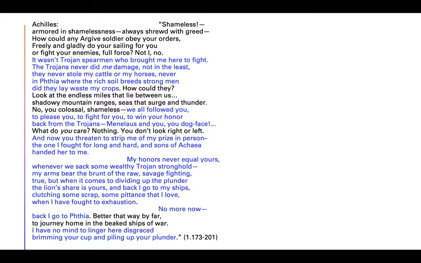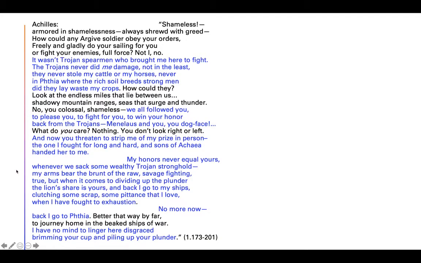So think of this. This is a soldier basically telling his commander, calling him these insulting names and calling him greedy and kind of horrible. What do you care? Nothing. You don't look right or left. And now you threaten to strip me of my prize in person, the one I fought for long and hard. The sons of Achaea handed her to me. So you're going to steal Briseis from me. My honor never equaled yours.